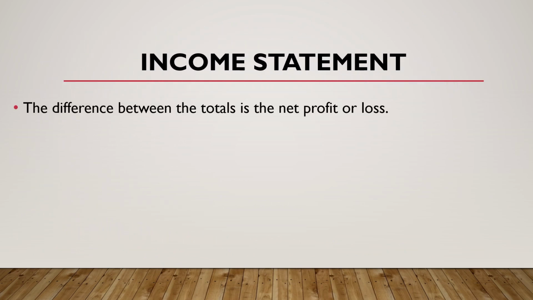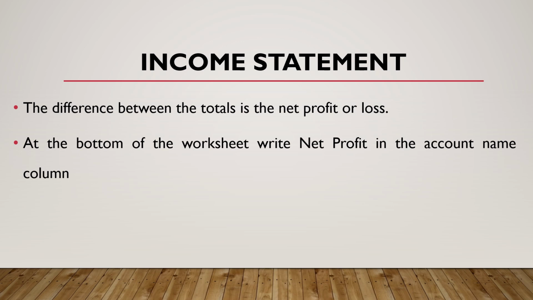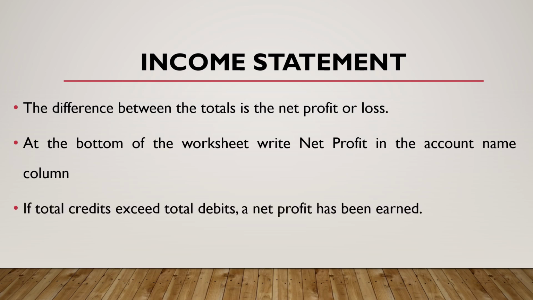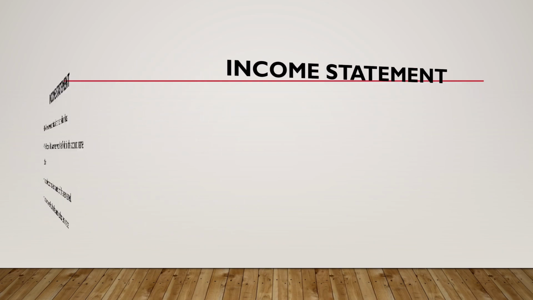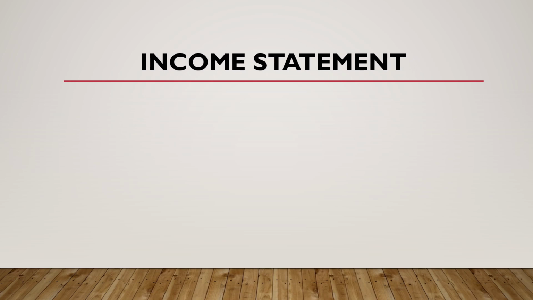The difference between the totals in the income statement shows the net profit or loss. At the bottom of the worksheet, we have to write net profit in the account name column. Then, if the total credits exceed the total debits, we can see a net profit. And if the total debits exceed the total credits, we can identify a net loss. Net profit in the income statement can be identified in the debit side.